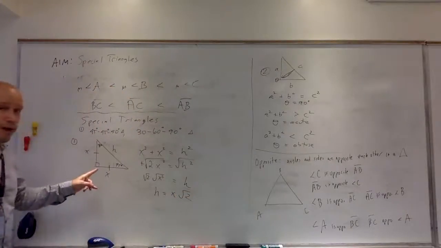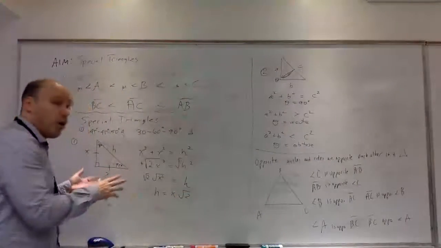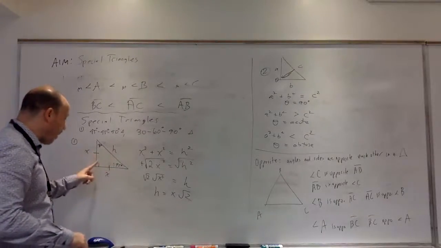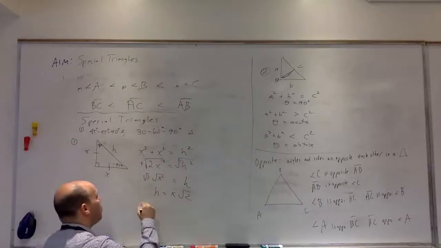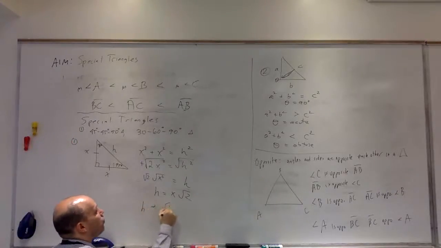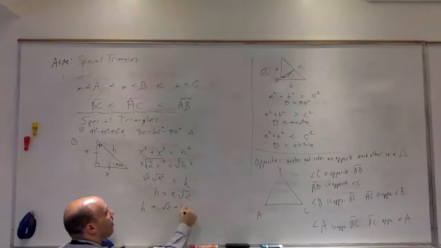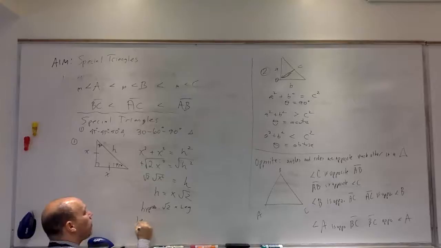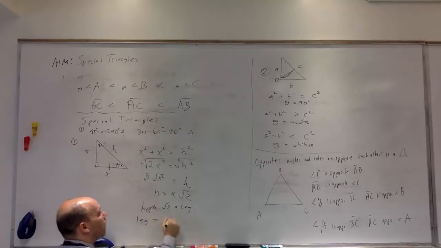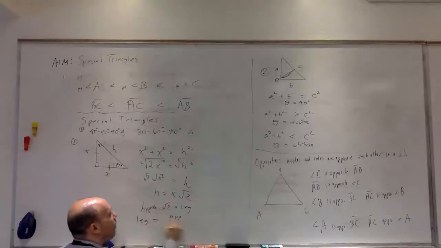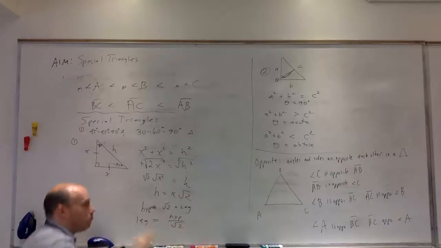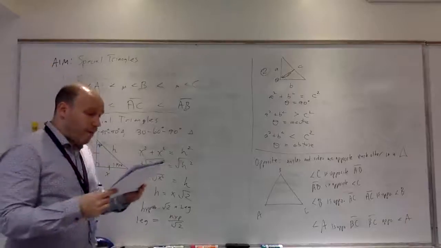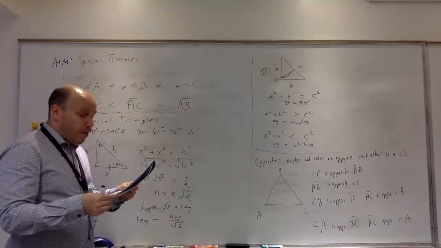That's kind of interesting. So, just the quick lesson is, if you have a 45-45-90 triangle, the hypotenuse is radical 2 times the leg. Or the leg is equal to the hypotenuse divided by radical 2. That's the relationship. It's an important relationship. We'll be needing it for more advanced trigonometry.